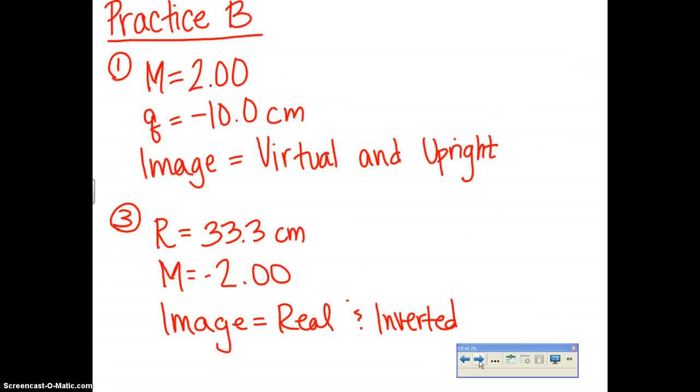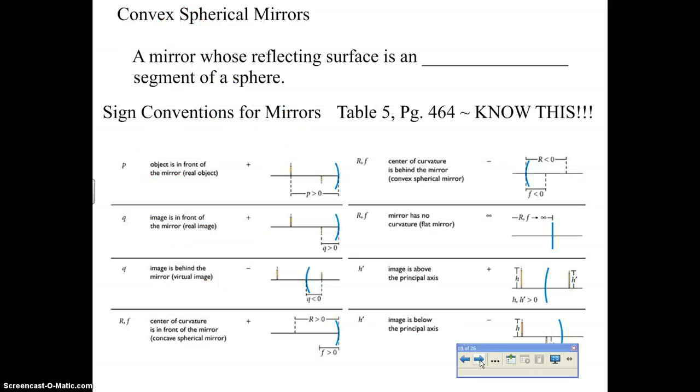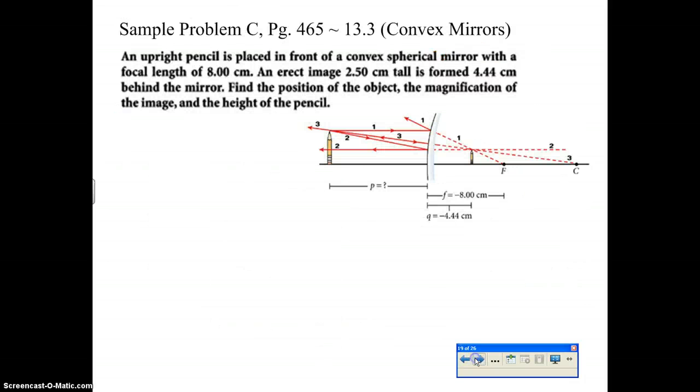Now we're going to go ahead and do the same thing with convex spherical mirrors. These are going to be mirrors whose reflecting surface is an outward curved segment of a sphere. Really good slide to know here as well. These do a great job showing you the sign conventions of what you should be seeing for each of the different variables. Please make sure you look over that on page 464, guys.